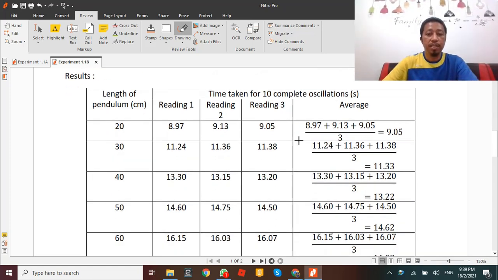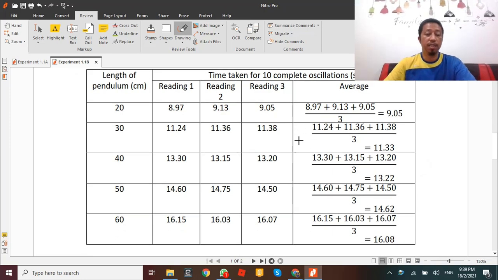Okay. So these are the results. This is the actual result that we got previously in the experiment. So this is how we calculate the average. We sum all of the three readings and then we divide by 3 to get the average. So these are all the averages.